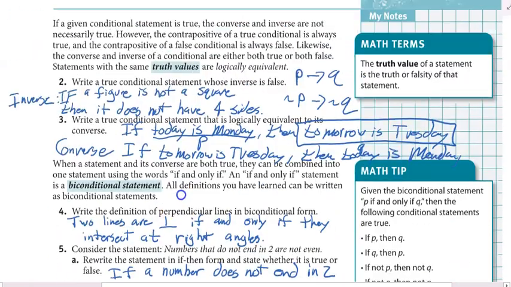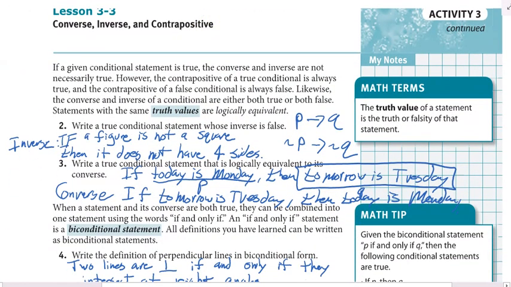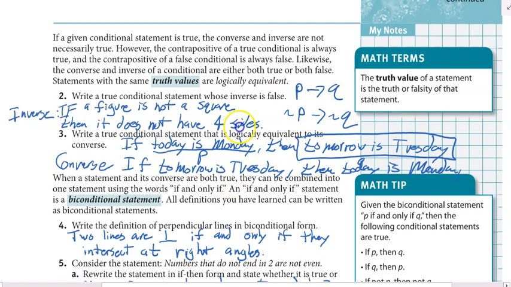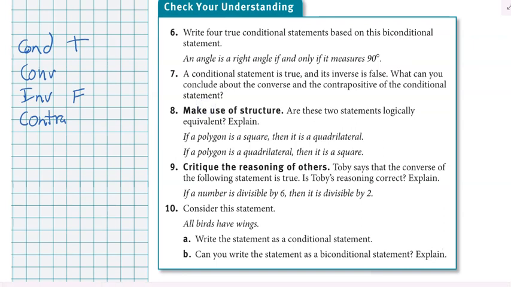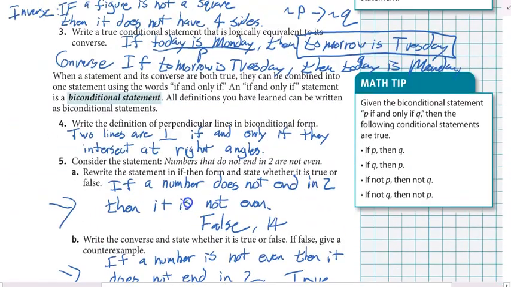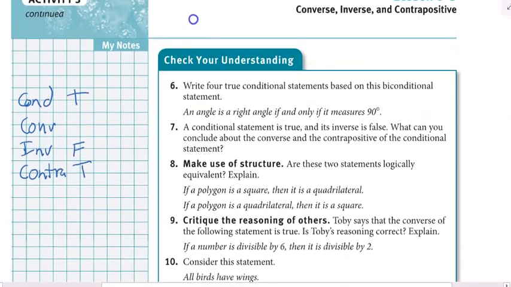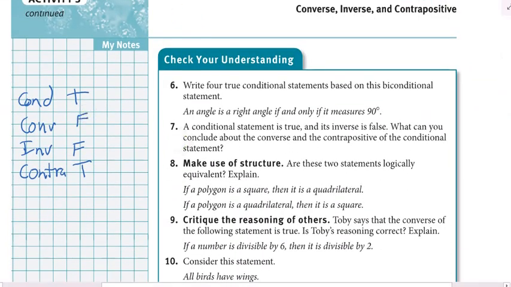Okay, so at the top of this page it tells us some information. If a given conditional statement is true, the converse and inverse are not necessarily true. However, the contrapositive of a true conditional statement is always true. So I know for sure that this is true. What else does it say here? And the contrapositive of a false conditional statement is always false. Likewise, the converse and inverse of a conditional statement are either both true or both false. So whatever the converse is, the inverse has to be, or whatever the inverse is, the converse has to be. So here I know that the inverse is false, so the converse also has to be false.